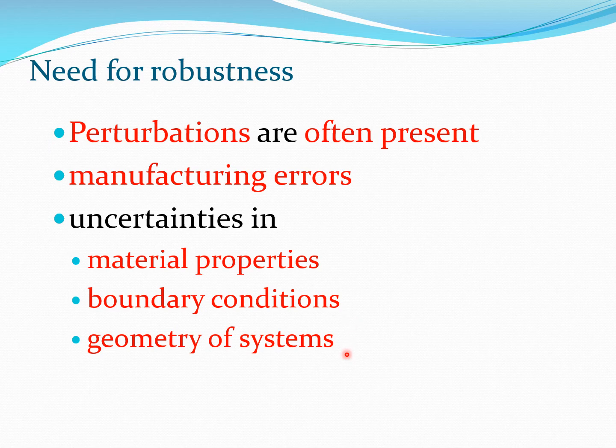We may consider different aspects of geometry of systems. And again, these also may be slightly different. For example, if you are looking at the topology of a certain shape, it may slightly deviate from what you have considered in the model. So all these factors essentially deviate the computational model from reality.